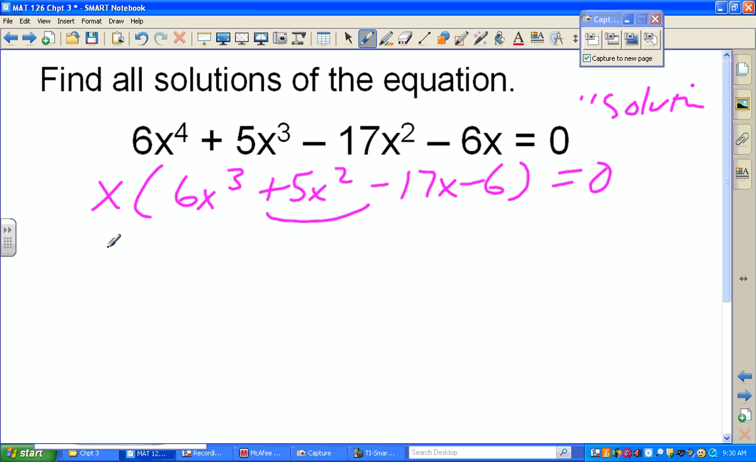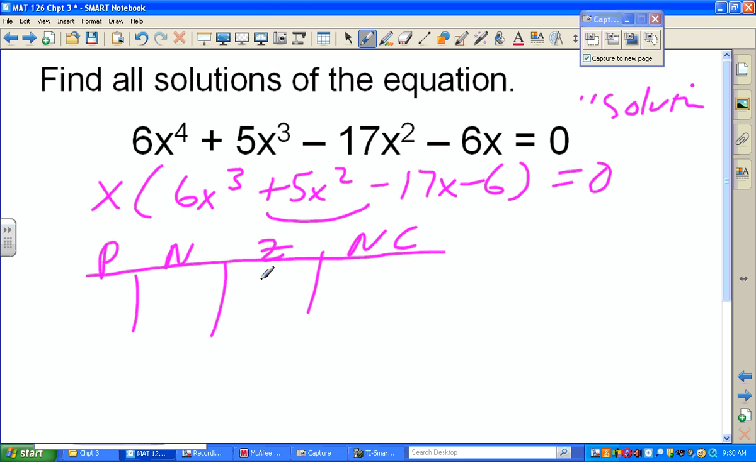Now there's going to be P, Z, and C. What do you think Z stands for? 0. That has no sign. So there's 1, 0, 1 positive. If I change it, it'd be a negative 6x cubed plus 5x squared plus 17x minus 6.